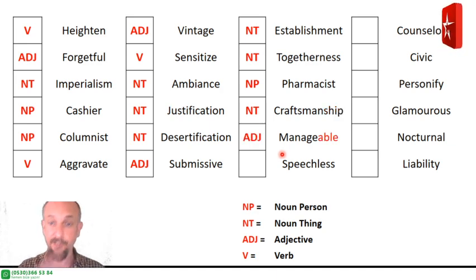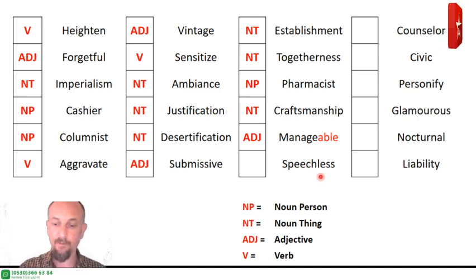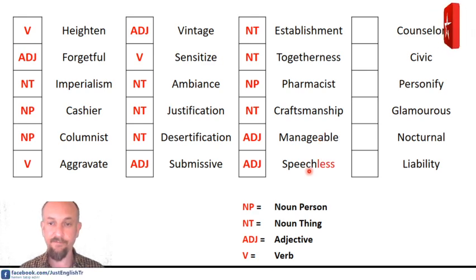Yeah, it's actually an adjective. Well done. Very good, everybody. Yep, well done. Good job. Then we have speechless. Is that going to be a noun person, a noun thing, an adjective, or a verb? Which one? Speechless. Yep, well done. That's going to be an adjective. Being without speech.